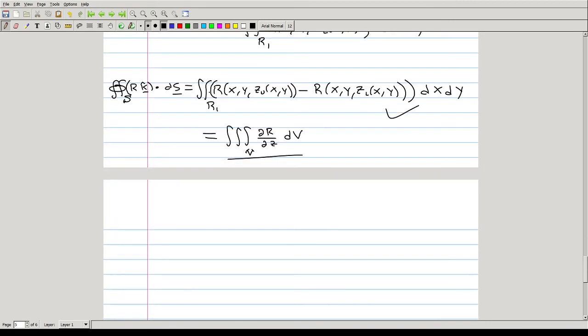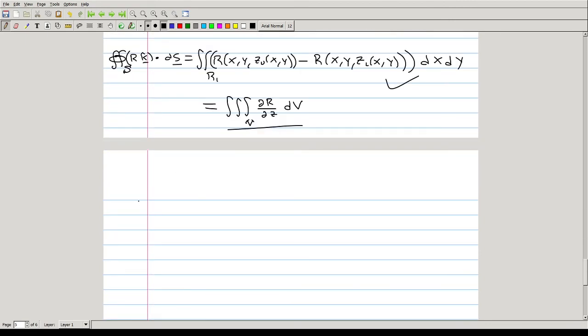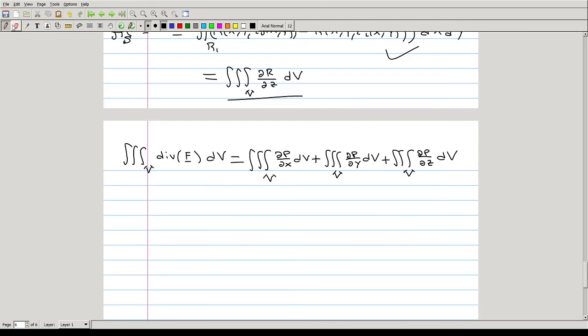So this essentially concludes the proof, because what we've shown is that the triple integral over the volume V of the divergence of F, by the definition of how we've defined divergence, is the same thing as the triple integral over V of partial P partial x plus the triple integral over V of partial Q partial y and partial R partial z.